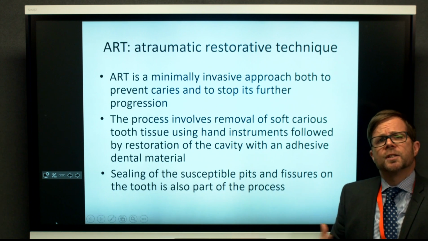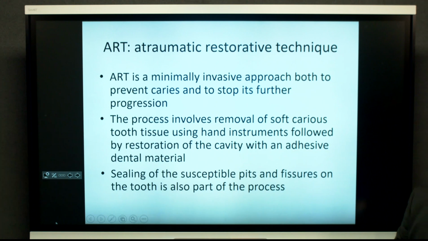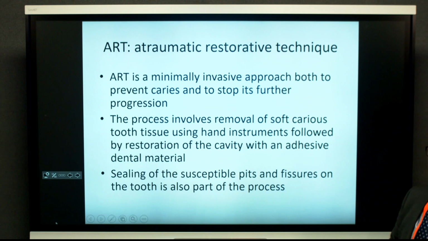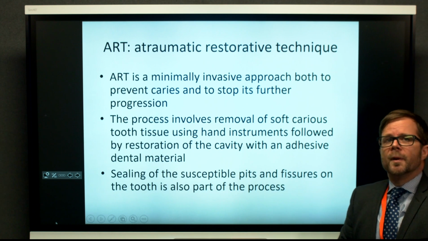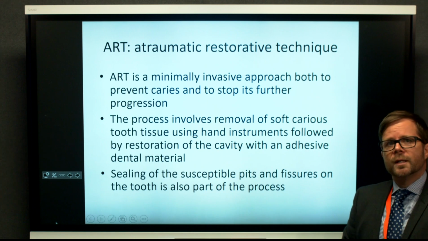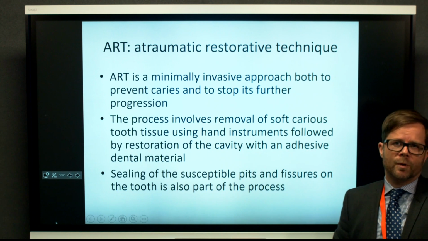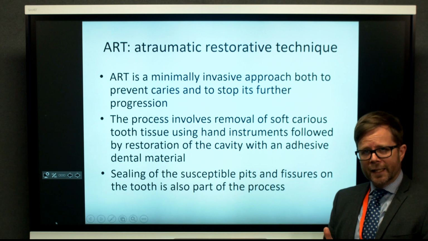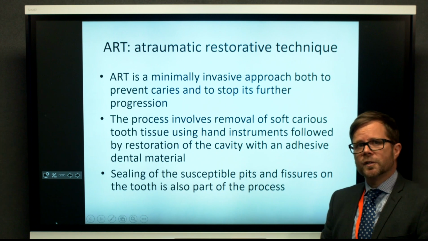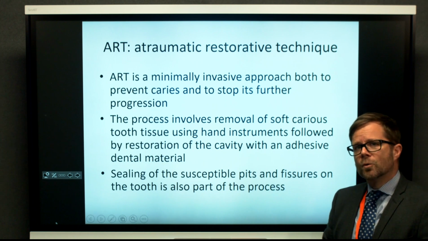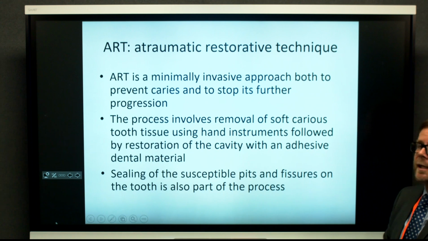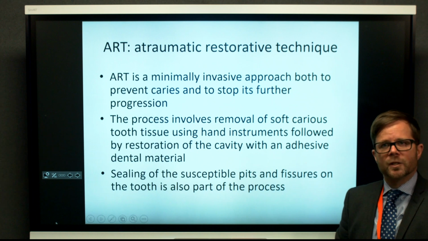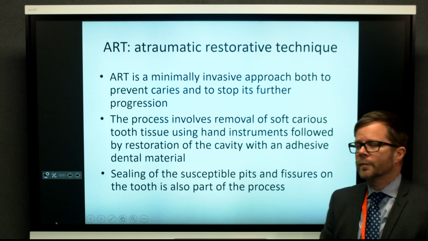So coming back to the atraumatic restorative treatment or technique, this is a technique that is minimally invasive. It's designed to prevent caries and to stop its further progression. So the full technique actually involves sealing pits and fissures, as well as the minimal removal of carious dentine and the restoration of that with generally a glass ionomer cement.